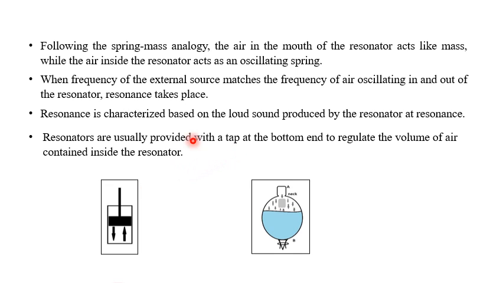Alright, this topic you can skip. So this is an example of a simple harmonic oscillator. There is to and fro motion of air. The air in the neck acts like the mass, while the air in the cavity acts like the spring. As you blow air, there is to and fro motion taking place. When the external frequency matches the frequency of the air's to and fro motion, that's when resonance takes place. So this is an example of a simple harmonic oscillator. Thank you.